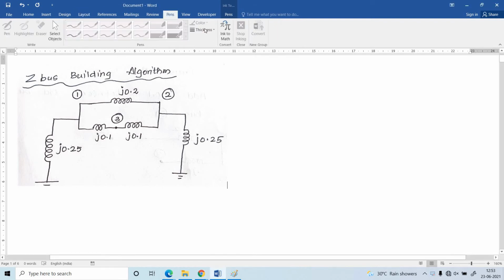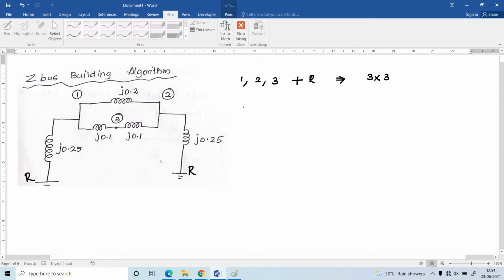In this video, I am going to explain the formation of the ZBUS matrix using the bus building algorithm. Here, how many buses does this problem consist of? The buses are 1, 2 and 3, plus the reference bus. There are 3 buses corresponding to the ZBUS, that is a 3 cross 3 matrix. So the final ZBUS should be of order 3.